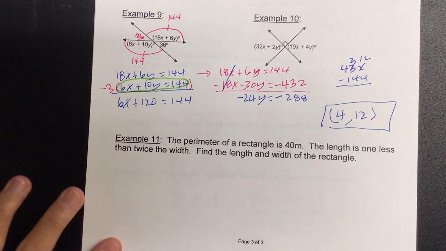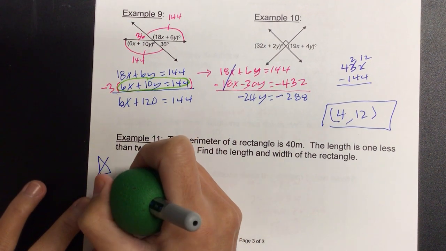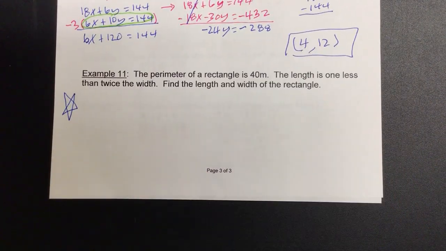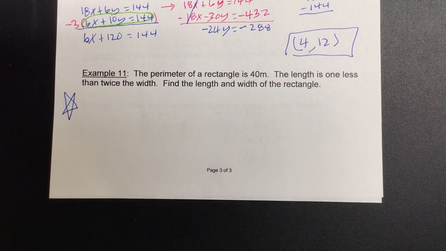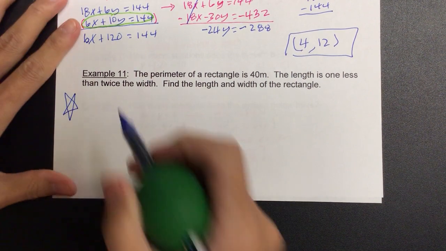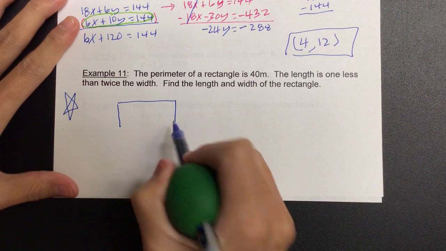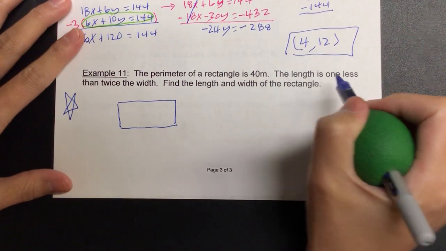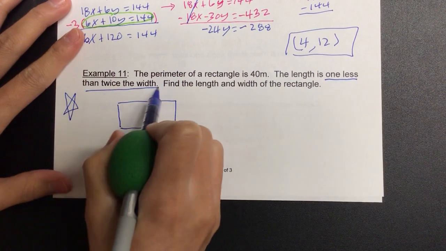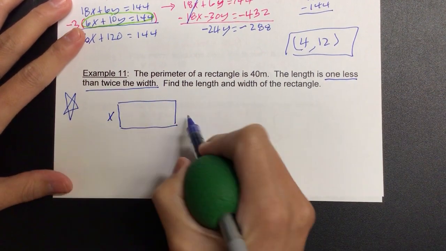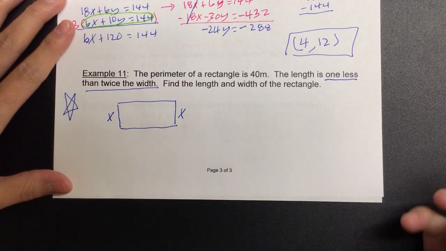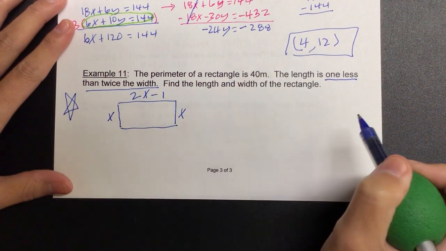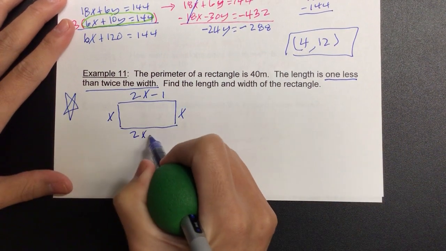All right, number 11. Mimi, let's read. The perimeter of a rectangle is 40 meters. The length is 1 less than twice the width. Find the length and width of the rectangle. Okay, let's draw the rectangle. So the length is 1 less than twice the width. I'm just going to call the width x. So how would I represent the length? 2x minus 1. 2x minus 1.